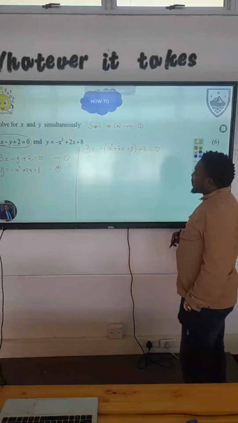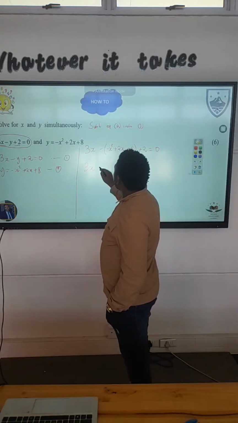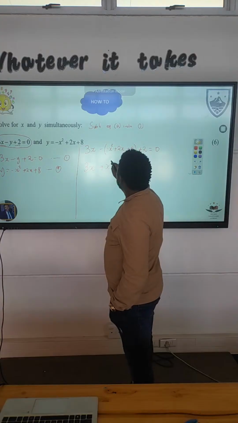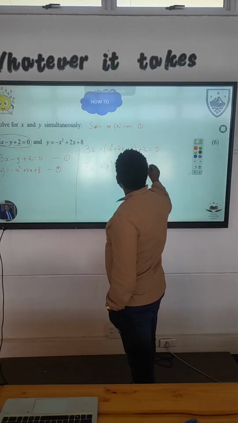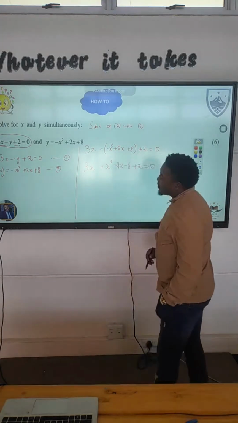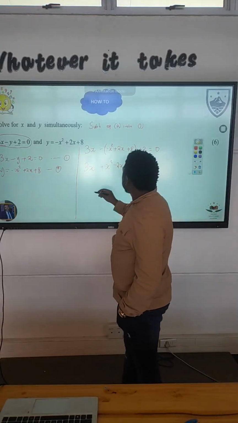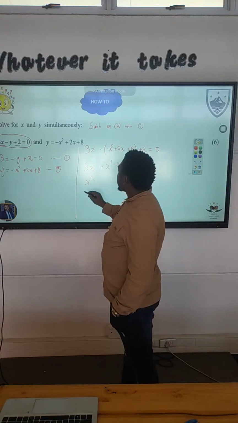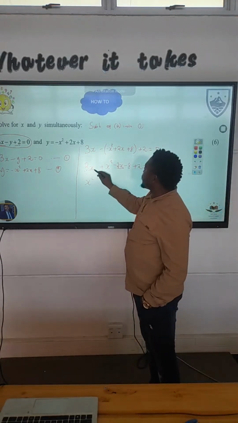And then I simplify. Say 3x. This will be a positive x squared, a negative 2x, a negative 8 plus 2 will be equals to 0. And then we are simplifying and collecting the like terms. I have an x squared, which is the one with the highest power. And then I have a negative 2x and a positive 3x.